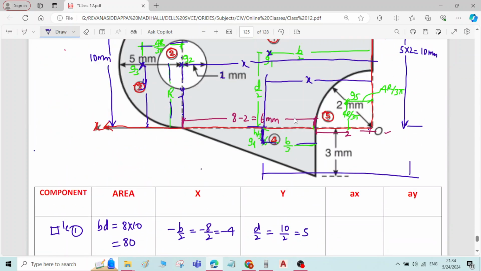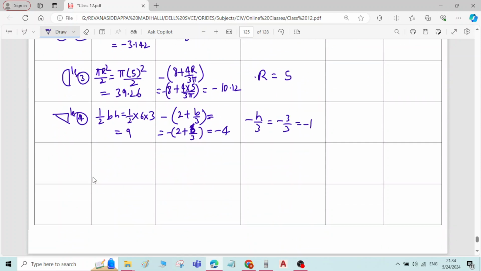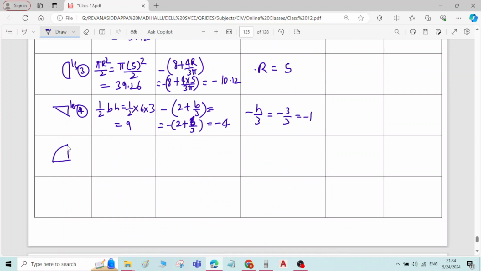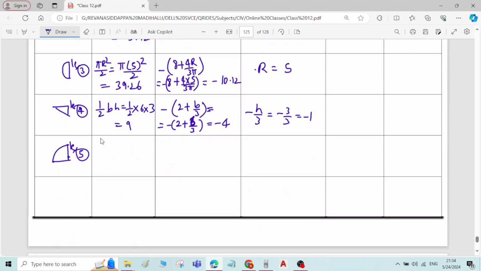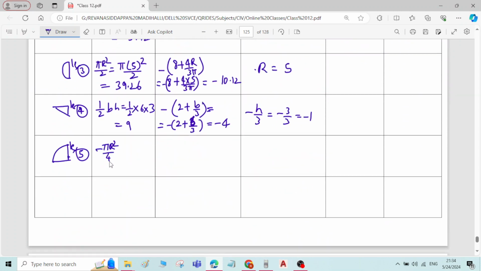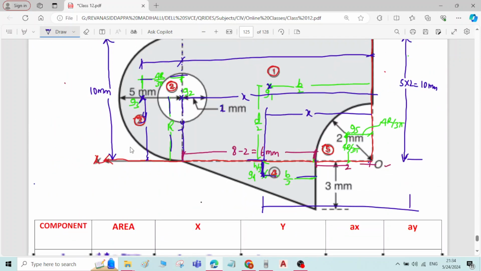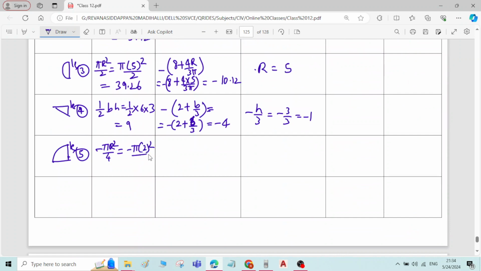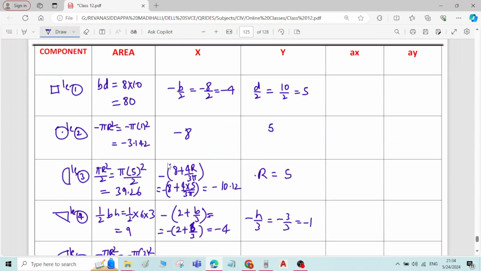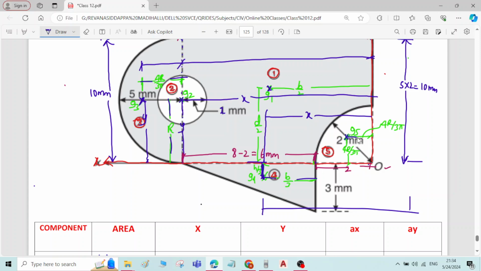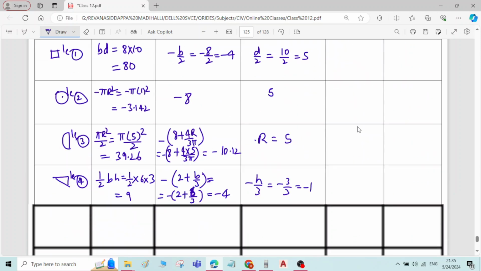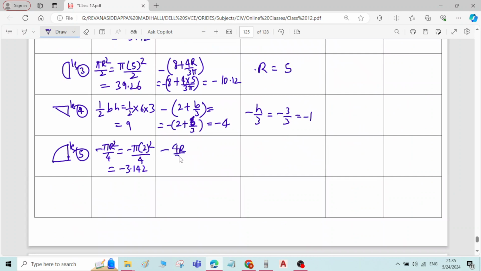Okay, coming to the last component, that is the quadrant of the circle. Component number 5, and it is the unshaded portion. Take a negative sign. Minus pi r square by 4 is the area. Minus pi into the radius of the quadrant of the circle, which is 2 mm, 2 square by 4, so it is minus 3.142 again. Then coming to the x value for the quadrant of the circle, the distance of G5 from the reference y axis. This is the x value. It is directly minus 4r by 3 pi, minus 4 into 2 by 3 pi.